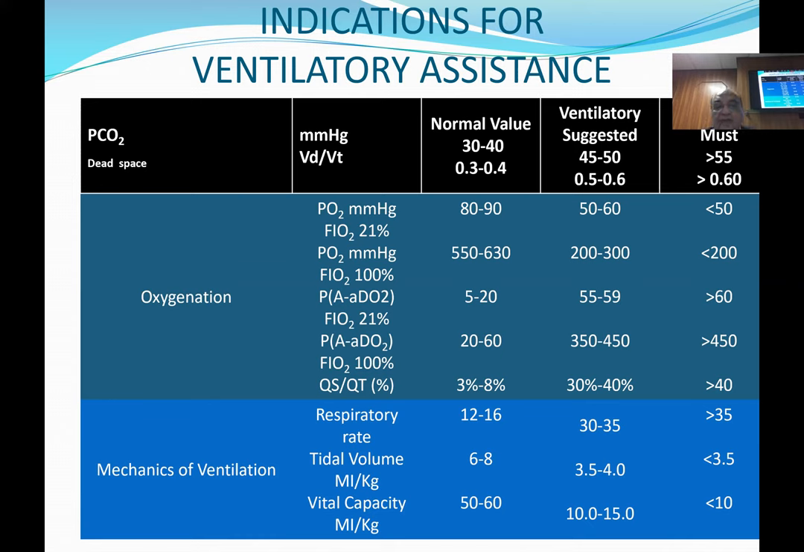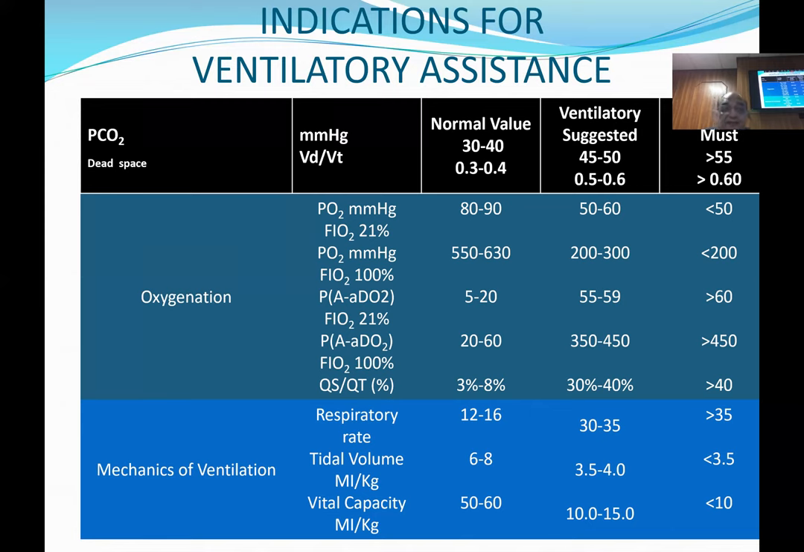QS over QT, 3 to 8% is the shunt. If it goes to 30 to 40, we start thinking, if it's greater than 40, we definitely put them on ventilator. Mechanics of lung, respiratory rate, normal is 12 to 16. And if it goes to 30 to 35 and there are other indications, we definitely put them on ventilator. If it is greater than 35, even if there is no indication, put them on a ventilator.